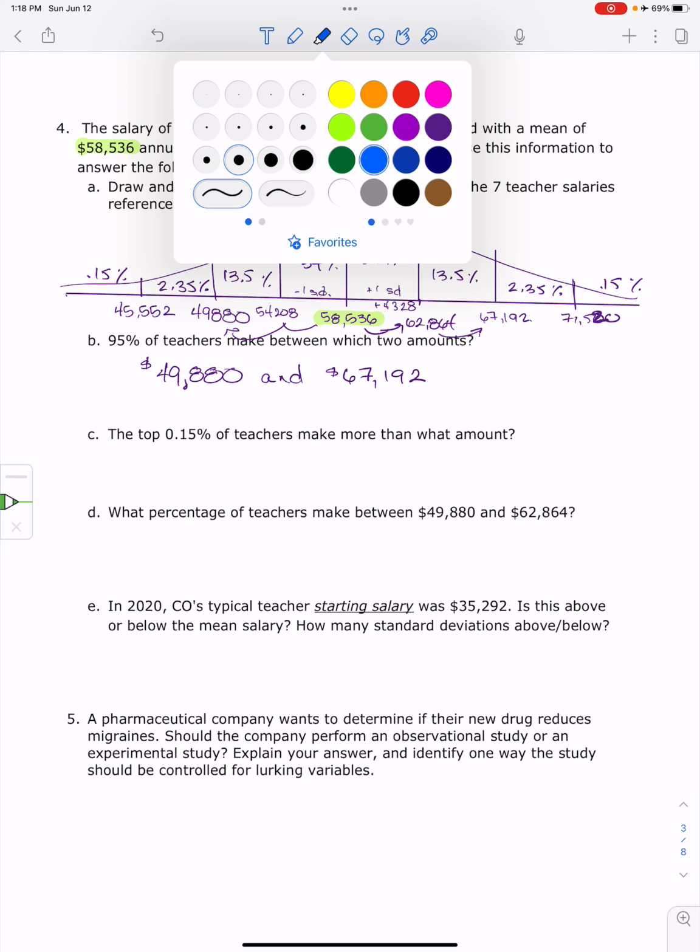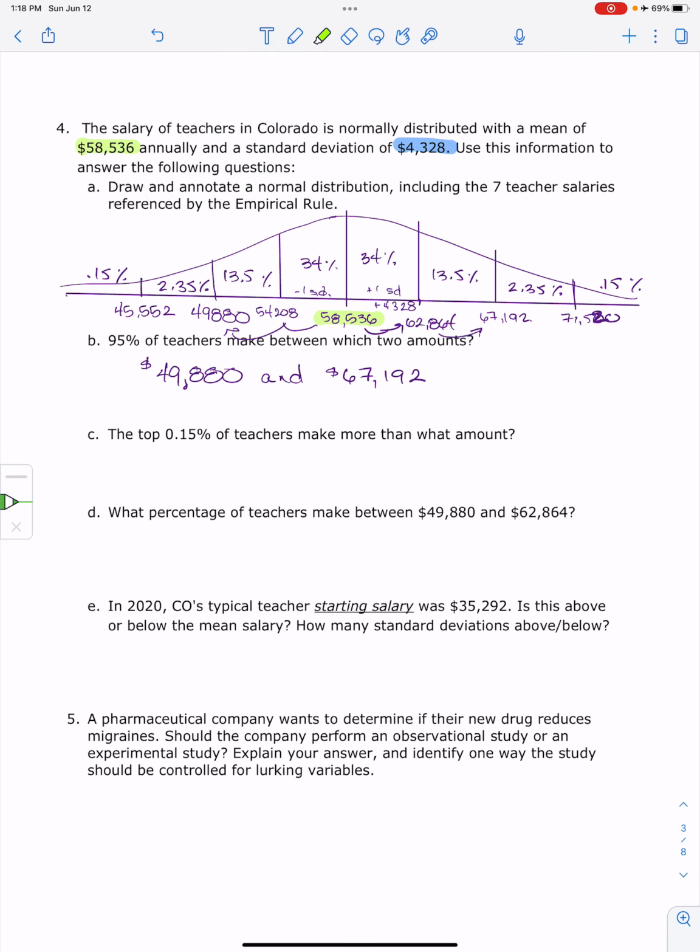The top 0.15% of teachers make more than what amount? Here is our top. Pick a different color. Here is our top 0.15% of teachers. They make more than $71,520.